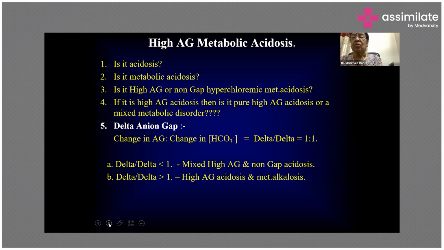Then there's another one called the delta anion gap, the change in the bicarb to the change in the anion gap. So these two things we put together and calculate delta by delta, which is equal to 1:1. If it is less than 1, then it is a mixed one. If it is more than 1, then it is a high anion gap acidosis. Suppose you say diabetic ketoacidosis. If you calculate this delta, it will be more than 1. So usually you get a high anion gap acidosis and plus maybe some amount of metabolic alkalosis.